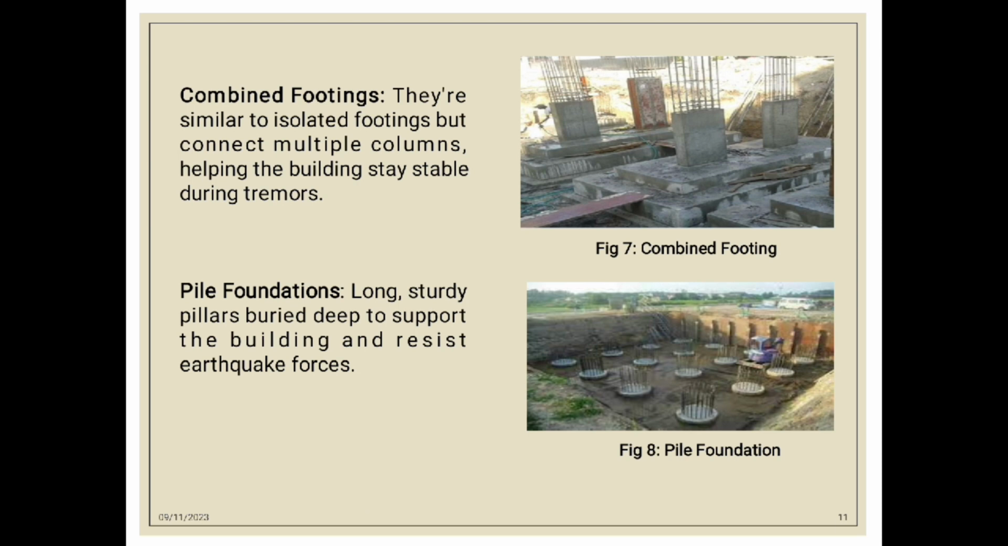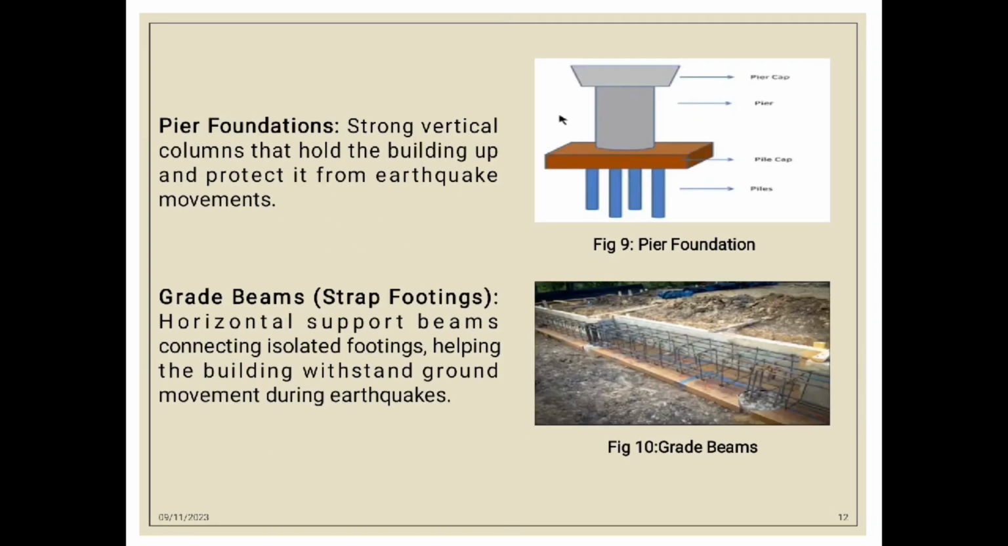Second, we have combined footing. They are similar to isolated footings but connect multiple columns, helping the building stay stable during tremors. Now we have pile foundations, long sturdy pillars buried deep to support the building and resist earthquake forces. Next, we have pier foundations, strong vertical columns that hold the building up and protect it from earthquake movements.